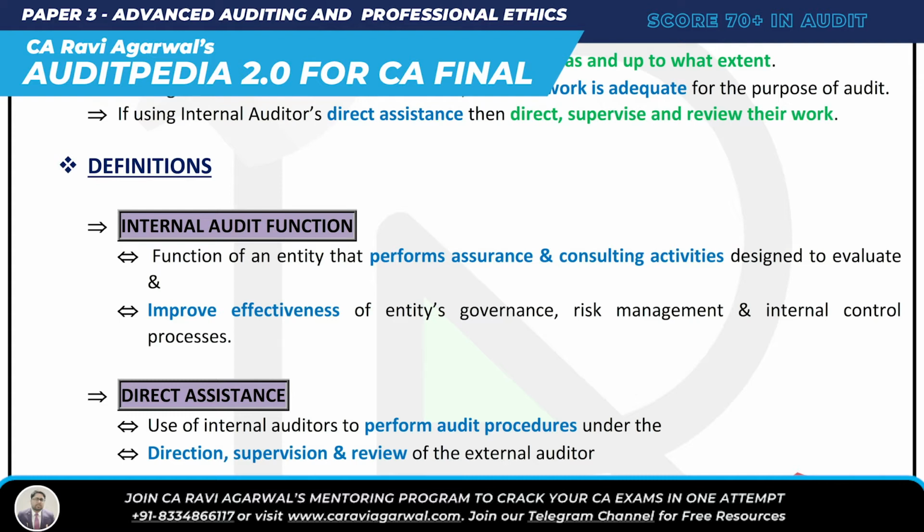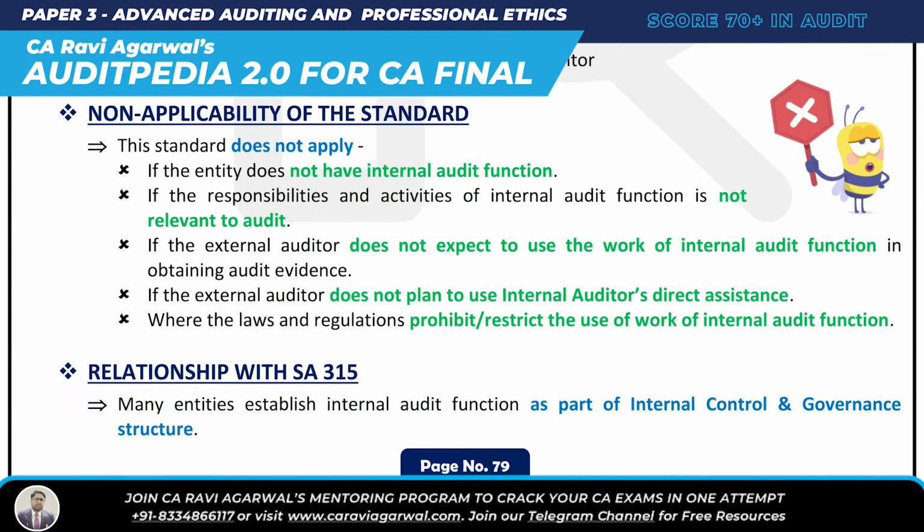So where this standard is not applicable, understand where this 610 is not applicable. So simple, you know this already. See this, where this standard does not apply: an entity that doesn't have an internal audit function. So how will this apply? Because here you are using the work of internal auditor, but the entity does not have an internal audit function. How will it apply? One. Second, the internal audit function is not relevant to the audit. So here it will not apply. So two common points: the entity does not have an internal audit function, and second, the internal audit function is not relevant.